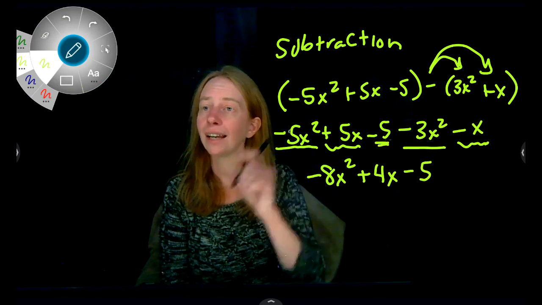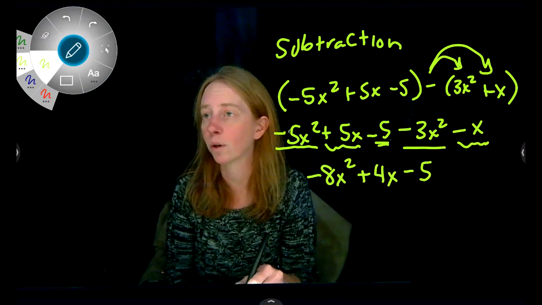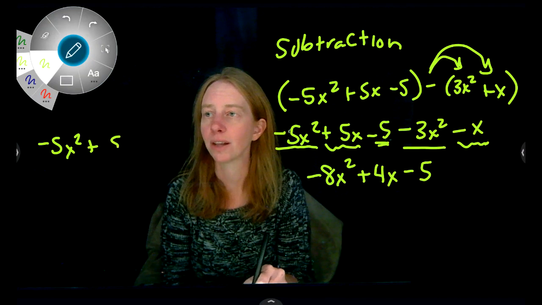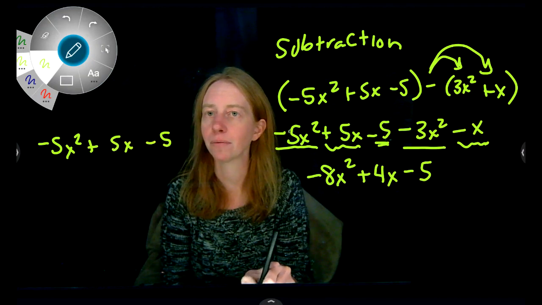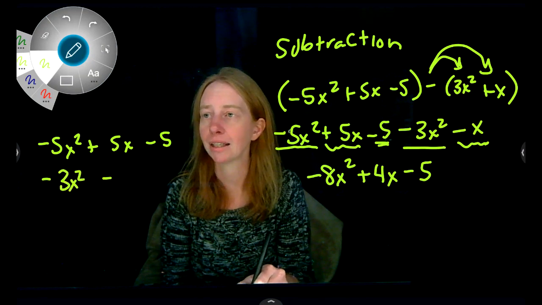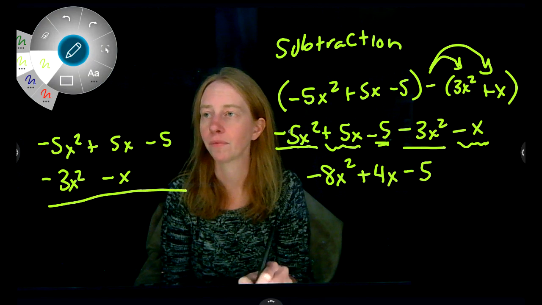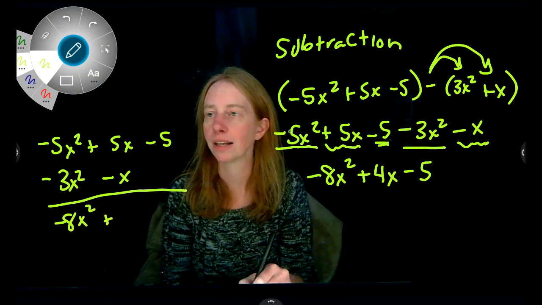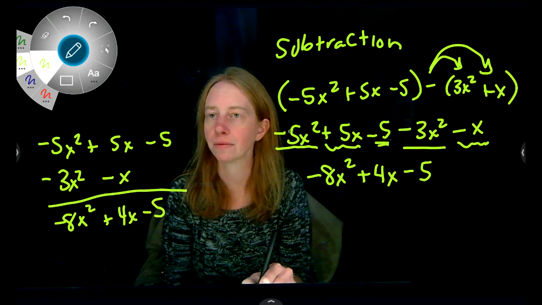Okay, now again, I could use this same method with that horizontal method and line them up that way. Minus 5x squared plus 5x minus 5. And then underneath, I have the minus 3x squared minus x. Okay, so minus 8x squared plus 4x minus 5.